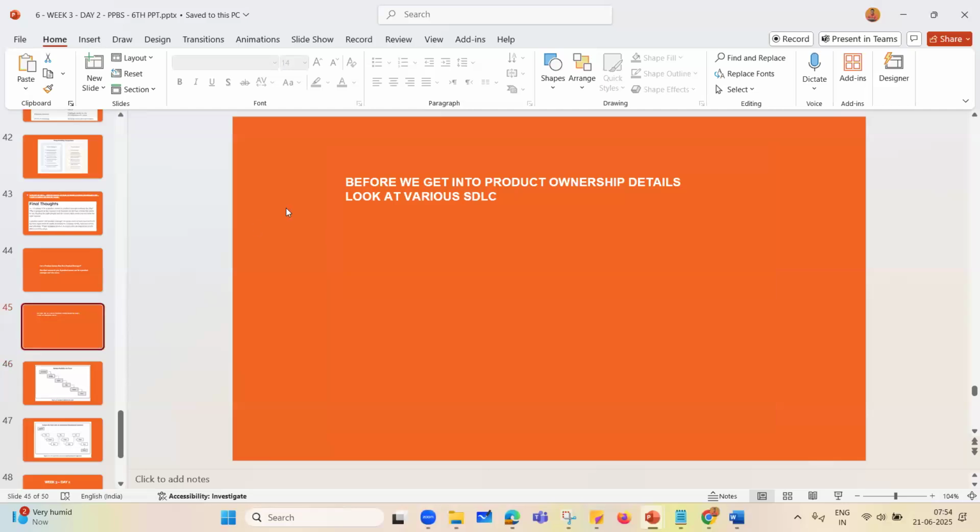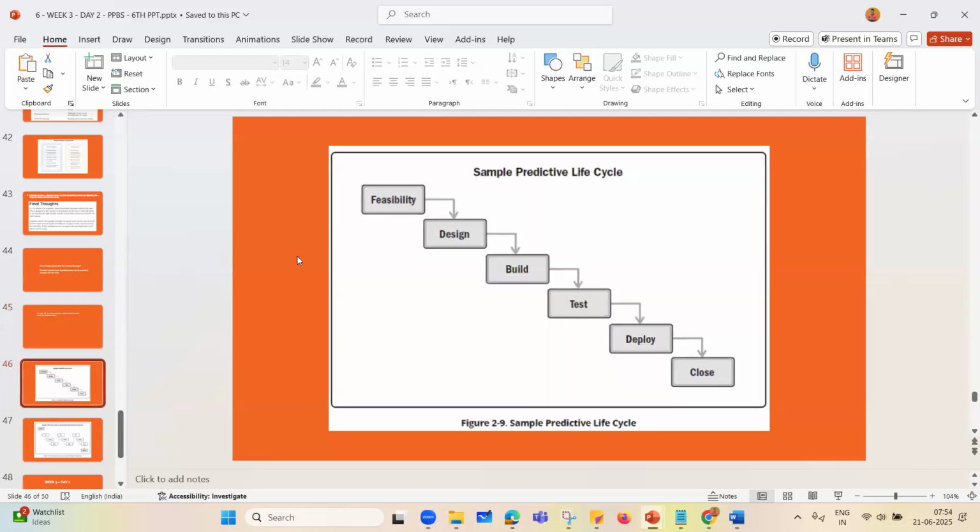Let me share my screen. Before we get into product ownership details, look at various SDLC. So SDLC, as Prerna had started sharing, what was the full form of it? Software development lifecycle. Yes, absolutely right. So we will look from various different angles at what exactly the software development lifecycle brings, and what all the approaches it is talking about. So look at it here.